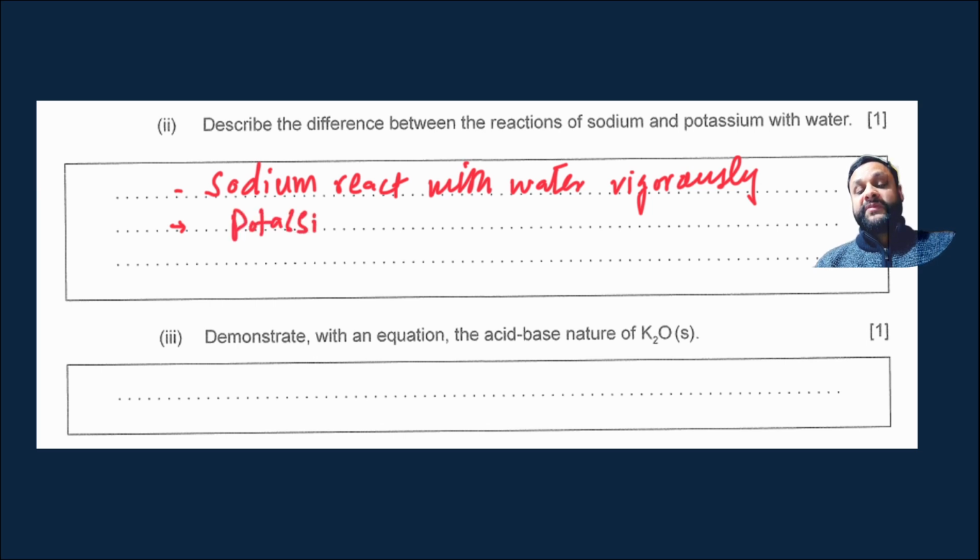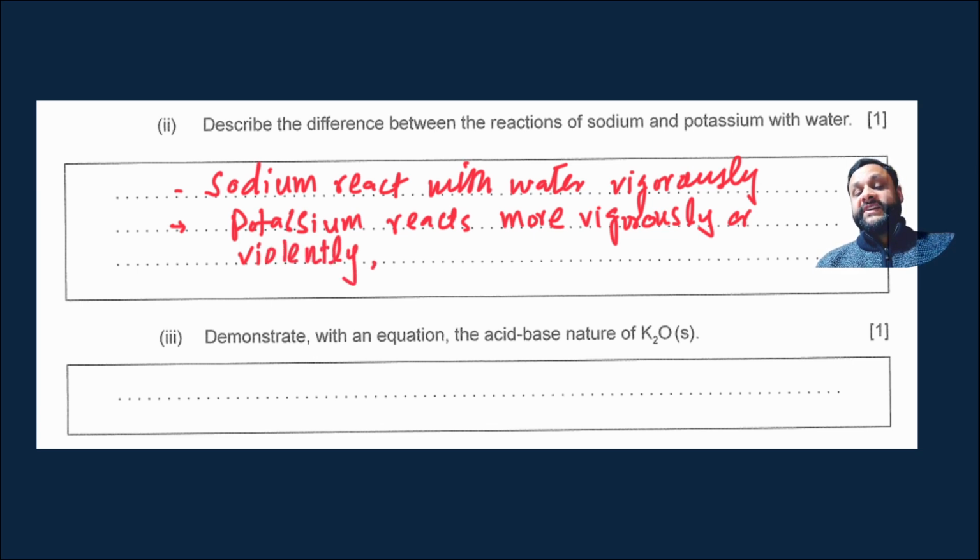Potassium reacts more vigorously, or we can say violently. We can say potassium explodes and produces a lilac flame.